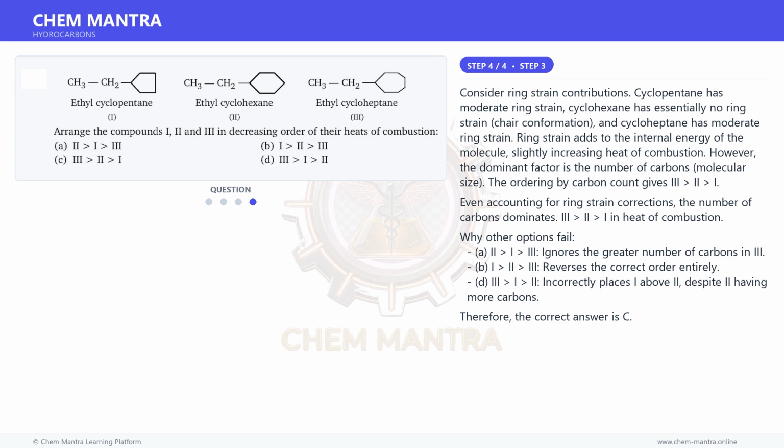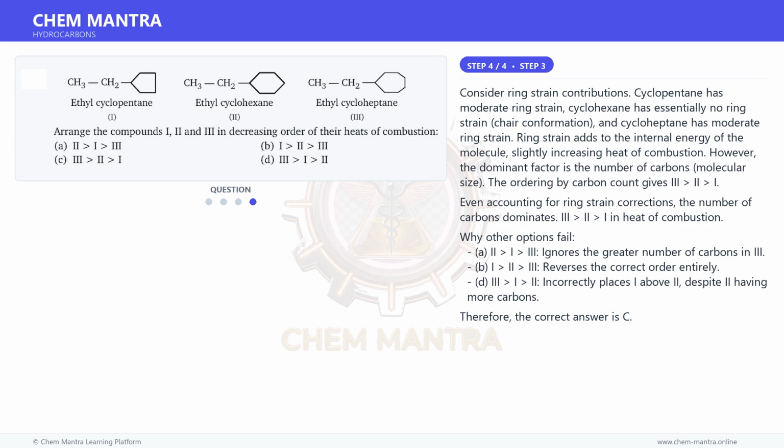However, the dominant factor is the number of carbons, molecular size. The ordering by carbon count gives 3 > 2 > 1. Even accounting for ring strain corrections, the number of carbons dominates. 3 > 2 > 1 in heat of combustion.